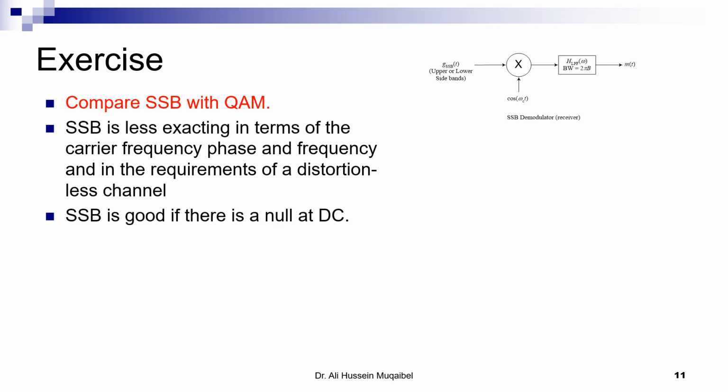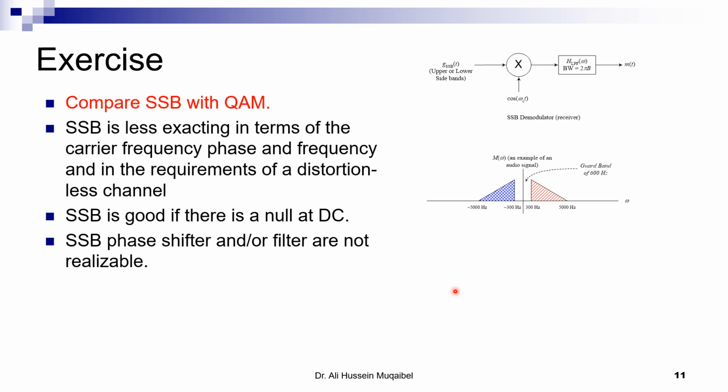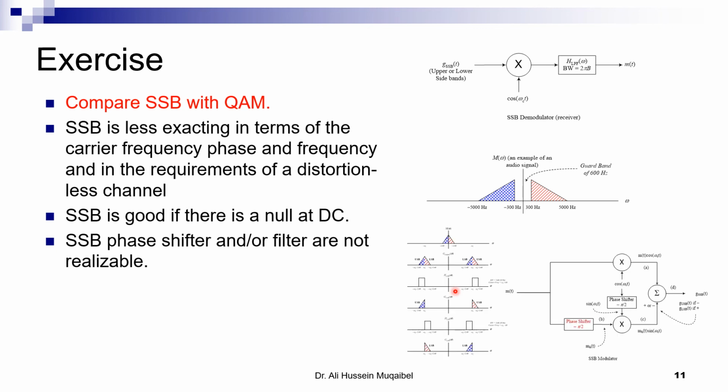Now single sideband is good if there is a null at DC, as shown in the diagram here on the figure. If there is a guard band, then it's possible to implement single sideband to some extent. And remember that without this guard band, single sideband phase shifter and/or filtering are not realizable. Either this technique here is not realizable because you cannot have an ideal filter, or even this one is not realizable. I mean, you can approximate, of course, but you cannot have an ideal phase shifter here because it will not be possible to do this for all frequencies. This is a basic comparison between single sideband and QAM. You can think of other items and share your comments or questions.